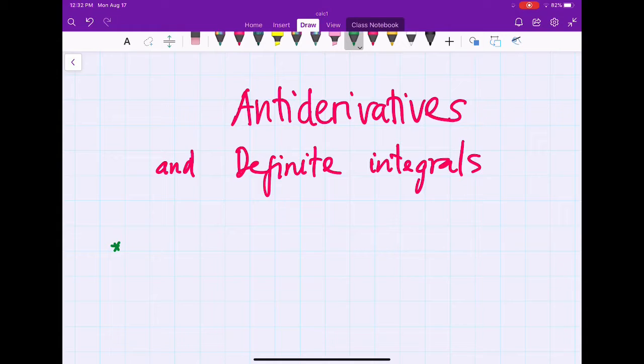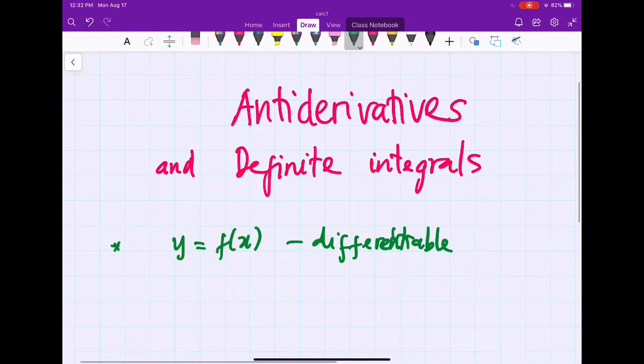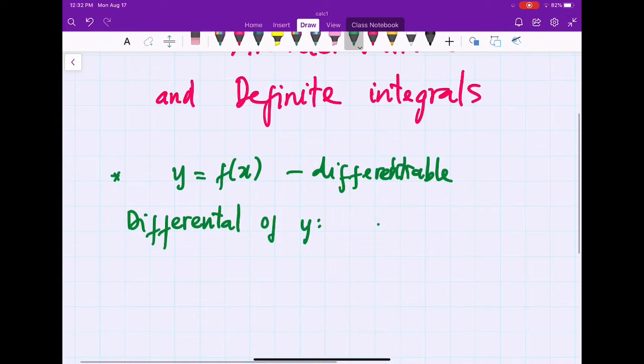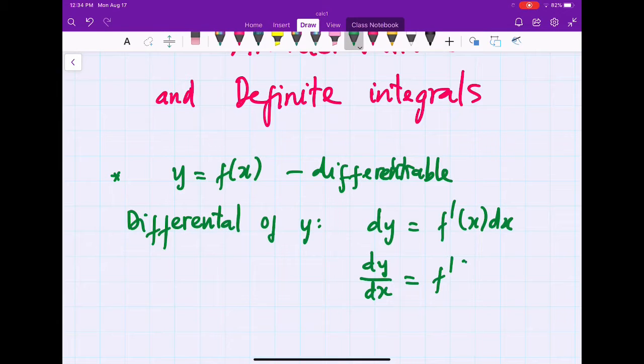Okay, so from the previous chapter we studied differentials. So if you have some function y equal to f of x and suppose that this function is differentiable, then you may find the differential of this function, right? The differential of y is dy equal to f prime of x dx. Is that correct? Or sometimes you may write dy over dx equal to f prime, right?